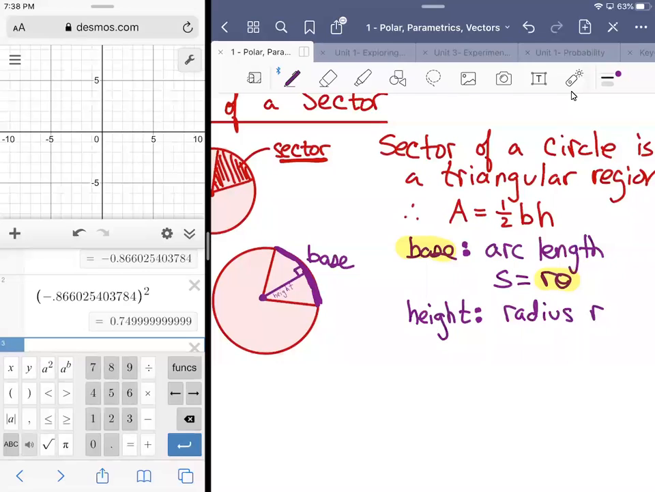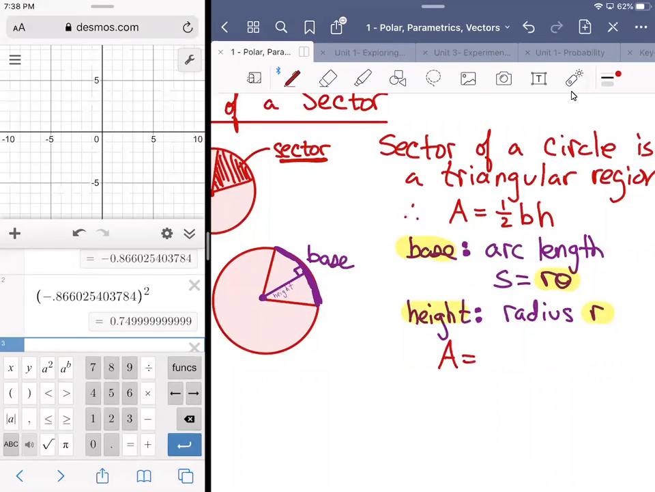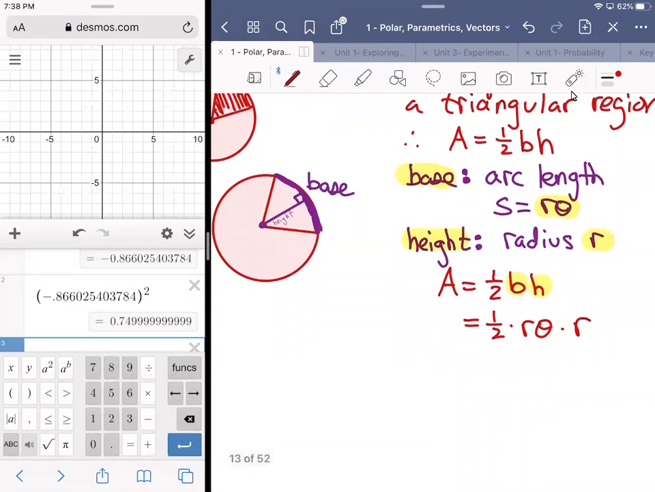So that's a radius r. So the height can be replaced with an r. All right, so when I look at my area equals half the base times the height, I can really go after it with a substitution, replacing both the b and the h, respectively, b with an r theta, and h gets replaced with an r. And so we end up with the area of a sector formula of 1/2 r squared theta.